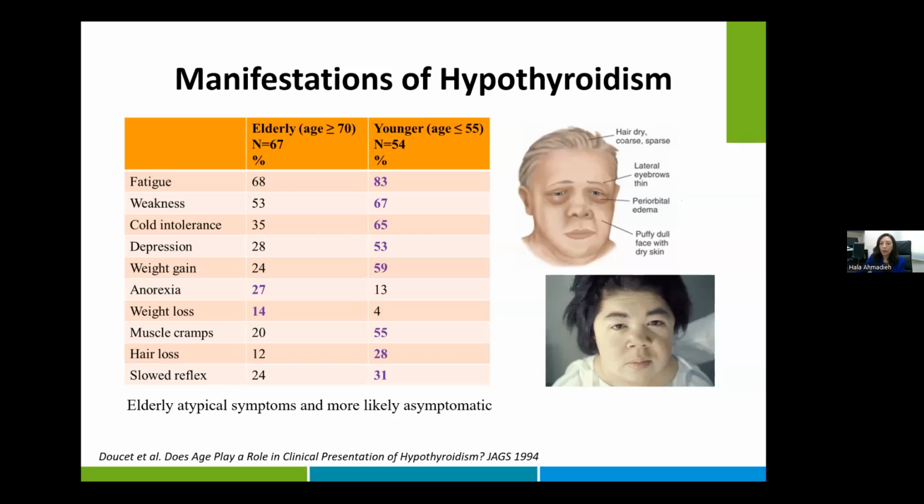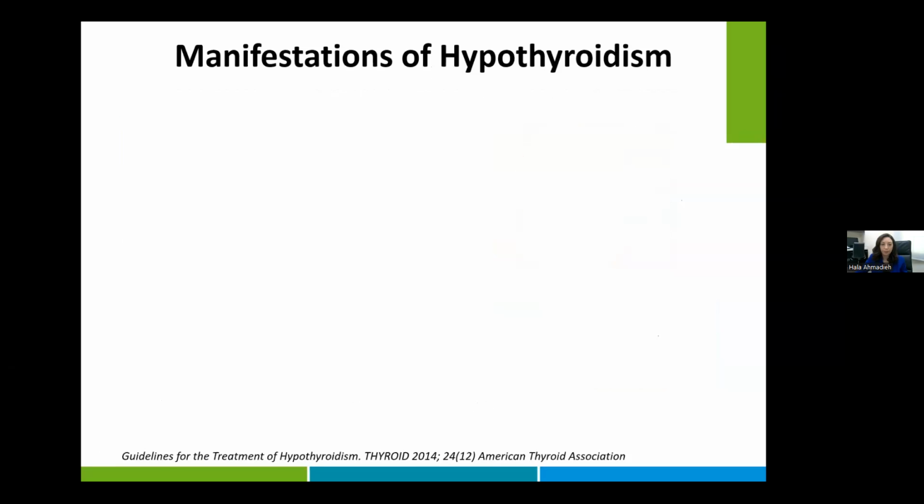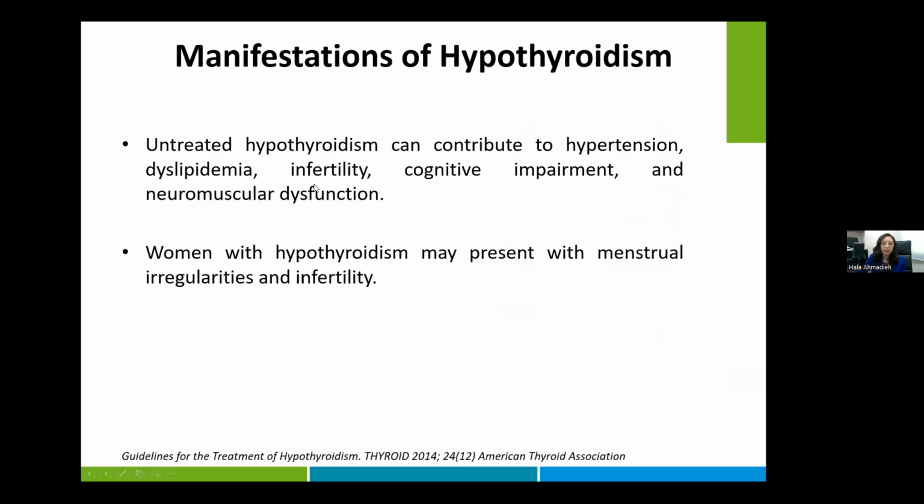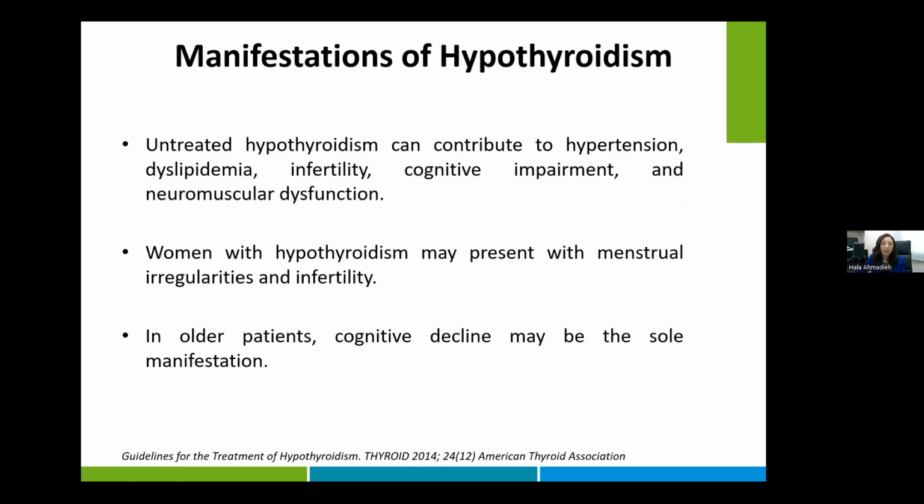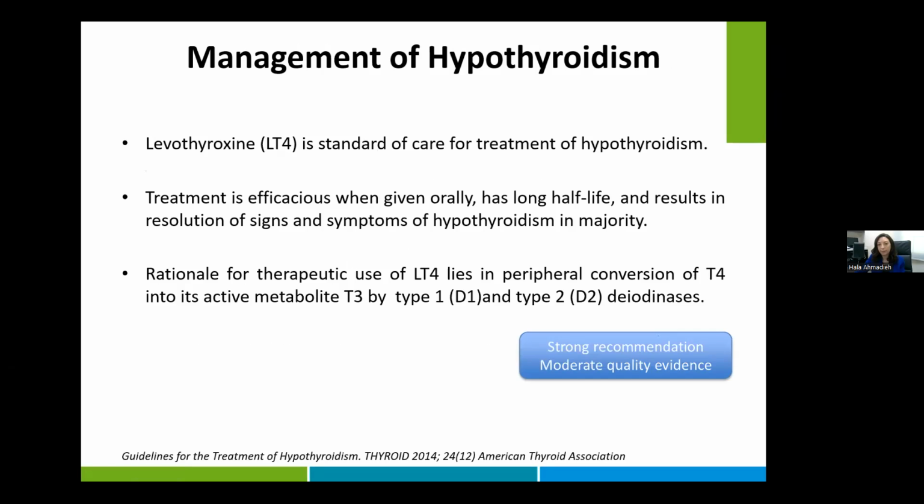That's why the suspicion for hypothyroidism should be higher in elderly, especially when they develop some of the atypical symptoms, and we should screen for it in those individuals. So the untreated hypothyroidism was found to contribute to hypertension, to high cholesterol, to infertility in certain instances, and to cognitive impairment and neuromuscular dysfunction in some cases. The women who have hypothyroidism may also present with irregularities in the menstrual cycle, and in certain situations, they may present with infertility. In elderly, we find cognitive decline sometimes as the only manifestation of hypothyroidism.